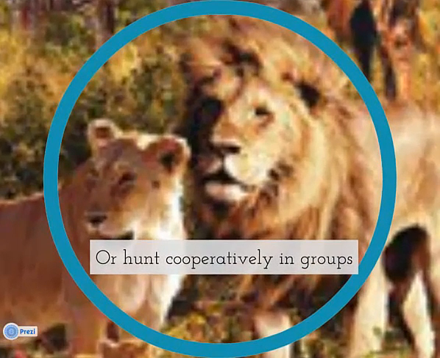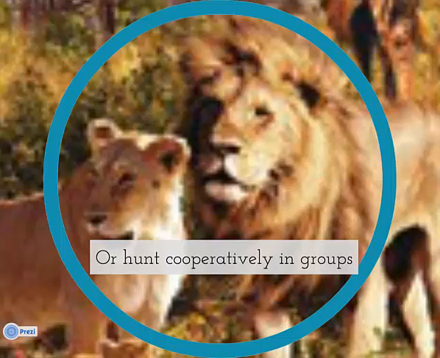Another type of social behavior is hunting cooperatively, as lions do. This allows them to have more successful hunts. Even though they're forced to share the food with other lions, they get to eat more frequently, so overall it comes out better for them.